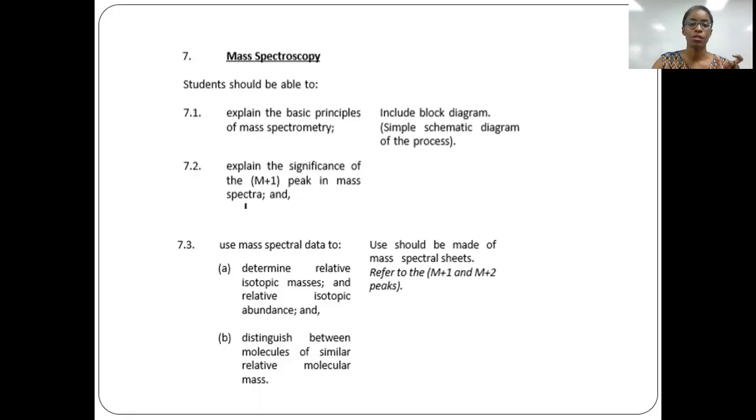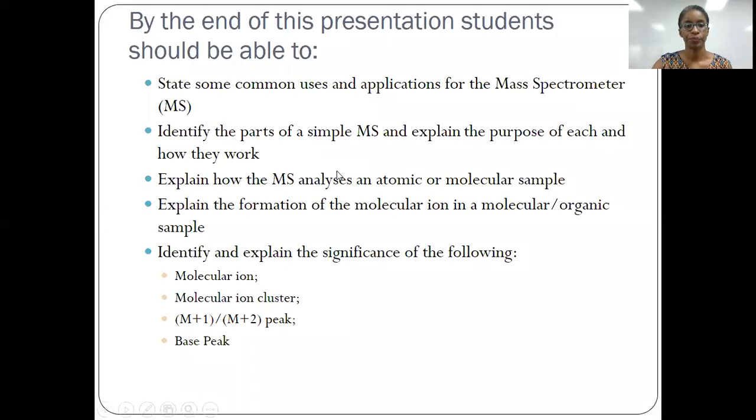It's slightly different with this because this is not a spectroscopic technique. It does not involve light. It involves some other processes. So in explaining the basic principles, you will not revisit those questions. It will take you in a slightly different direction. So we're looking at 7.1 and 7.2 in this session.